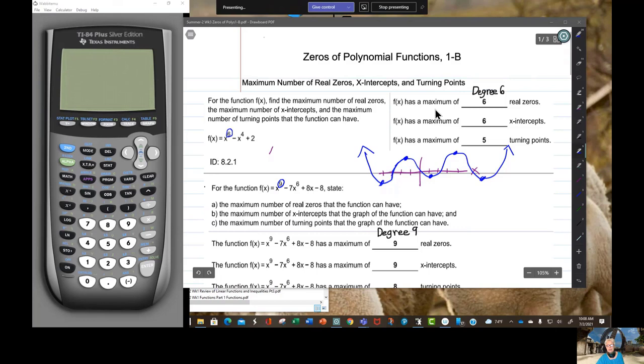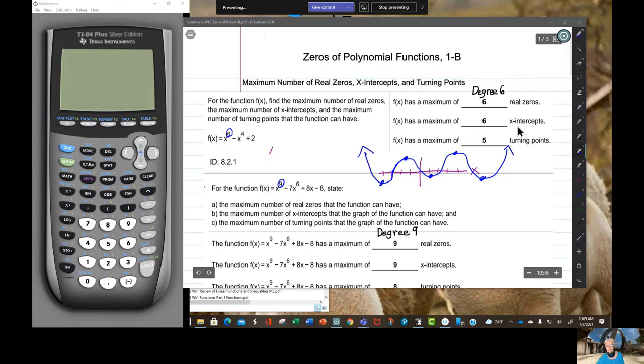That 6 determines the maximum number of real zeros you can have, the maximum number of x-intercepts you can have, because of course these are very closely related, zeros and x-intercepts, and the maximum number of turning points, which is what these ugly little things are, is 5. Maximum means the most, or the largest number, so the most real zeros you can have is 6. You can have fewer, but not more.